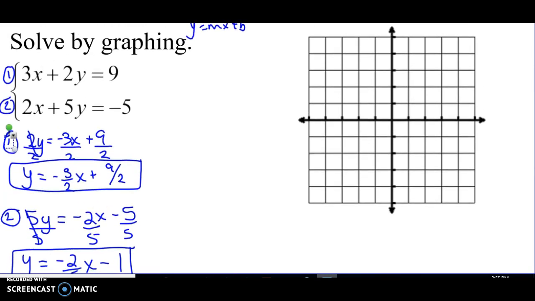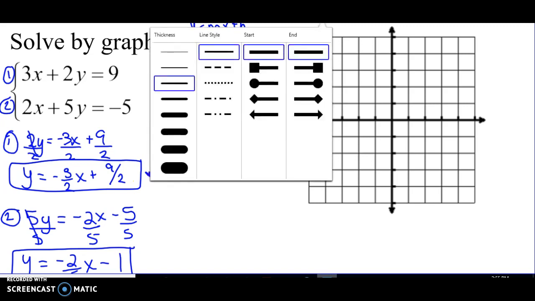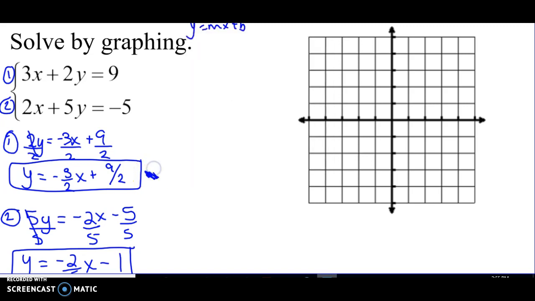Okay, so I'm going to graph the first one. I'll do the first one in red. And we'll go ahead and graph the y-intercept, which is 9 divided by 2, which is positive 4.5. So 1, 2, 3, 4, 5. So right about there is 4.5.